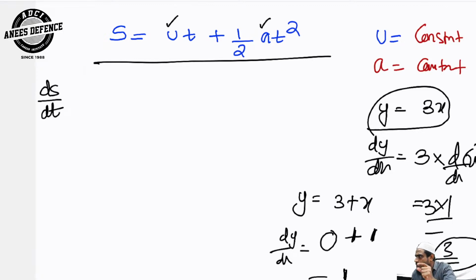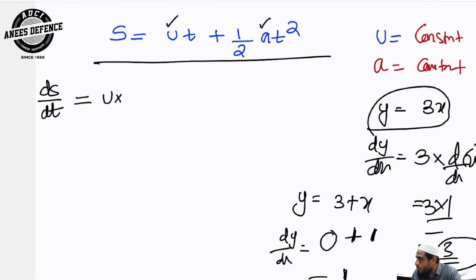What is the unit of s? Kilometer. t is time. Kilometer by time is velocity. So ds by dt is actually what type of velocity? Instantaneous velocity. So you have to apply the derivative there. u is a constant, they told you. So you keep u along with you. u and a are constants. The variable is time.